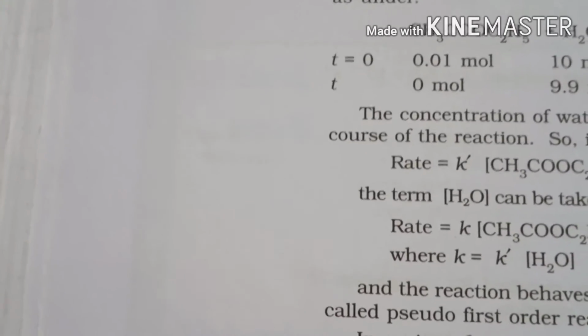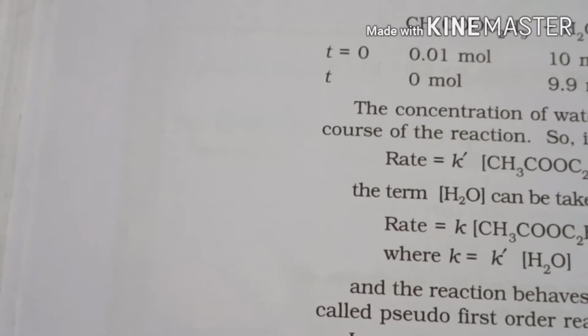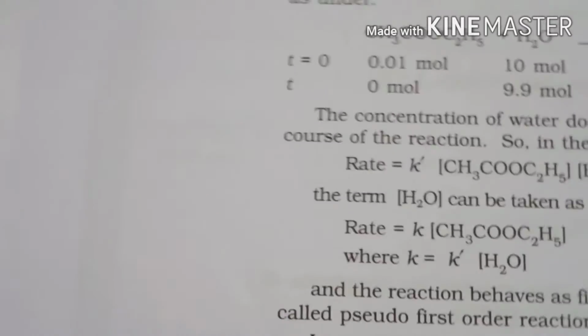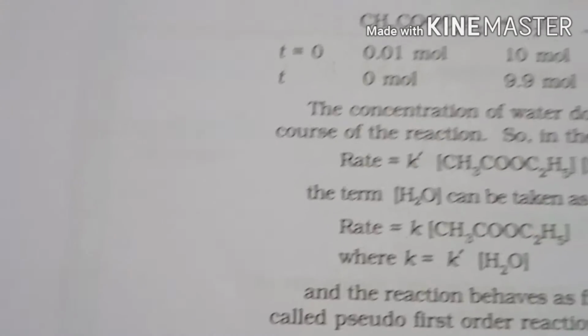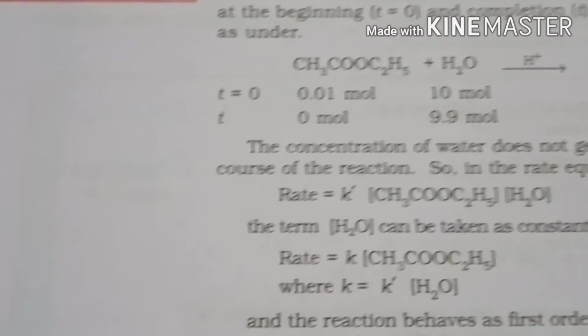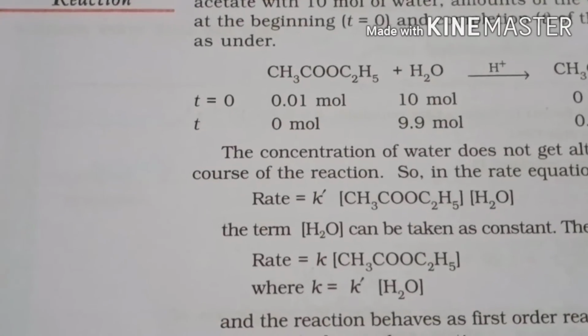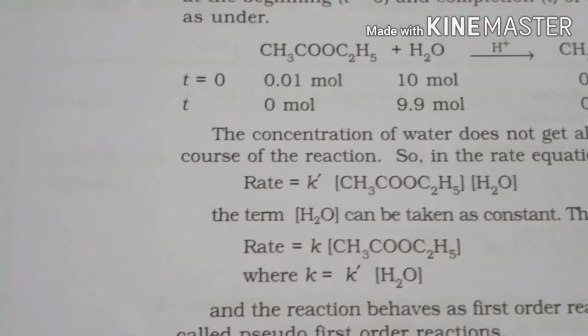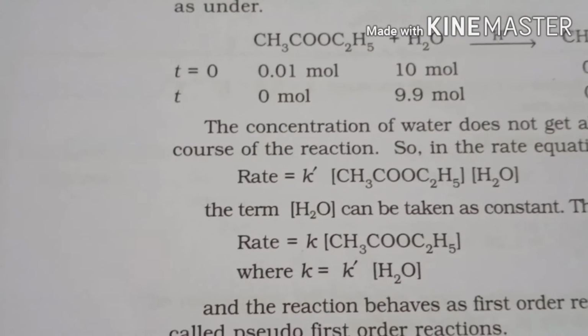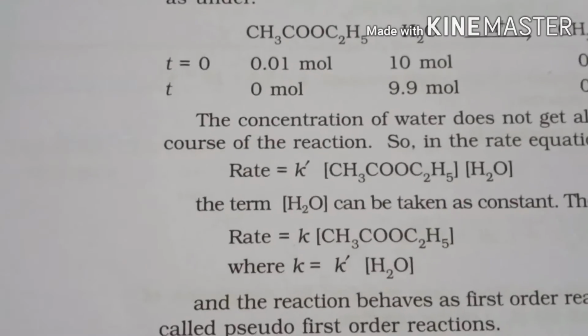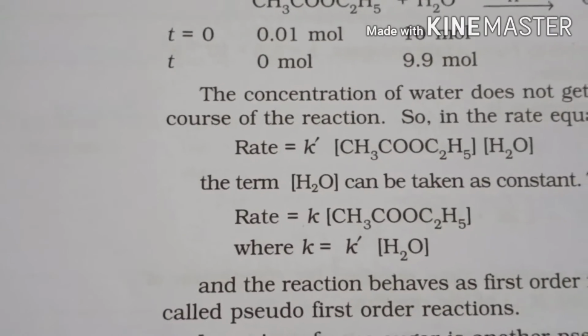The concentration of water does not get altered much during the course of the reaction, so the rate becomes k' times the concentration of CH3COOC2H5 along with the concentration of H2O. As we know that the concentration of H2O is always constant, so rate equals k times the concentration of CH3COOC2H5. This is what we get.